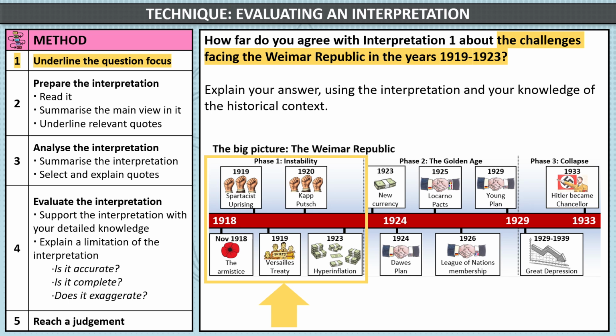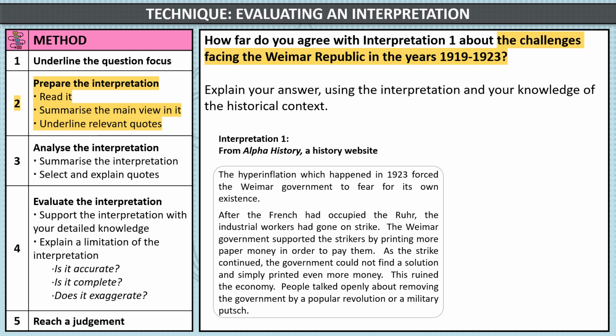Now I'm already thinking about what might be in the interpretation. I expect it might mention some of the challenges or problems which the Weimar Republic faced in this period. So the next step is to prepare the interpretation. First, I'll read it carefully. Next, I'll summarise it. This means I write a sentence which summarises the main point.